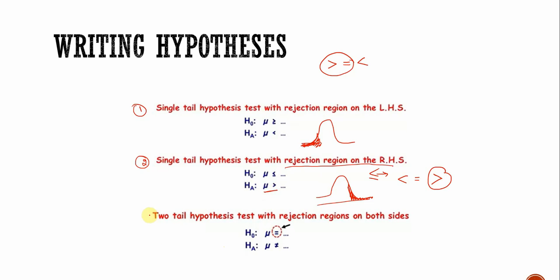And the last case is the two-tailed hypothesis test, where you write your null hypothesis is mu is equal to, and the opposite is it is not equal to. So this is how you write the hypothesis in all the three cases.